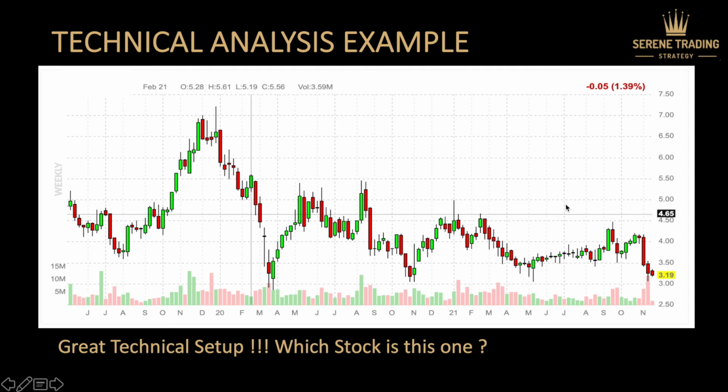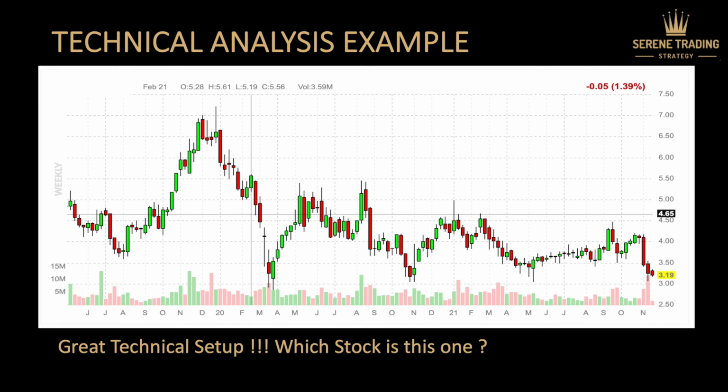So we have taken a look at two examples, right? And the real question now is, which of these techniques is better? We just saw an example where I showed you some of the fundamental figures on the previous screen, and on this screen we are looking at a wonderful technical setup. So which approach is better? Which approach do we follow? Because from the explanation that I just gave, both of these investments would look like great opportunities, right?